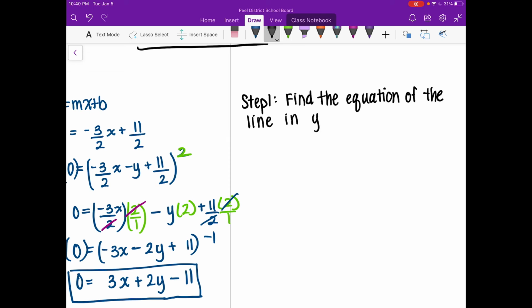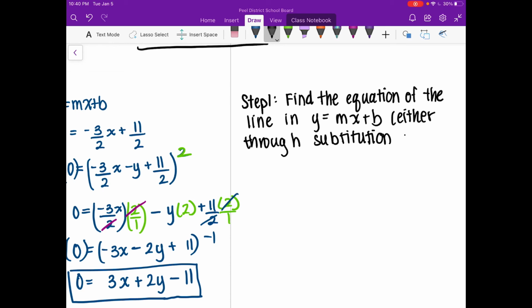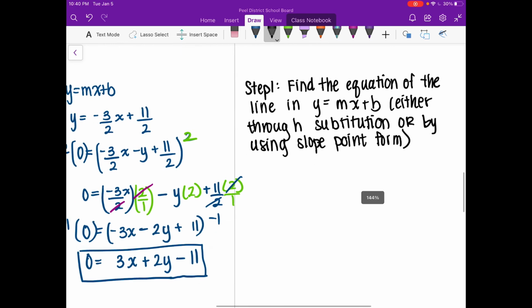in y equals mx plus b form, either through substitution, which is just stubbing in the values for y, m, and x, or by using slope point form. Right, so either do that, either or, right? So find the equation of the line.